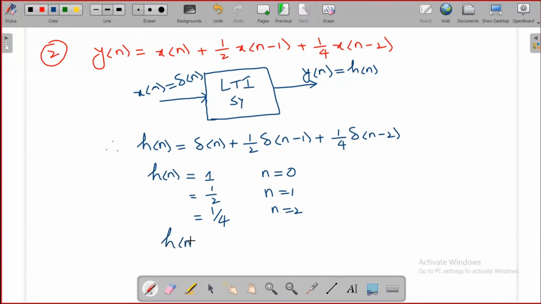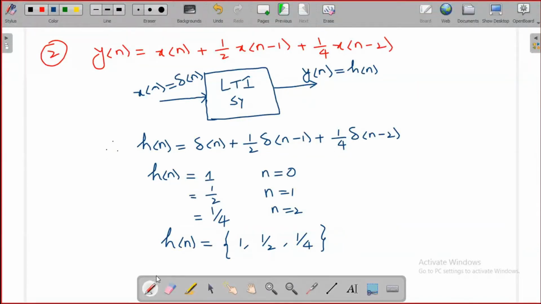I'm writing the impulse response in sequence form. So 1, 1 by 2, 1 by 4. Okay, 1 comma 1 by 2 comma 1 by 4. No need to mention the arrow mark. Why? Because our sequence starts from the origin only. The arrow indication means the first value is the amplitude at n is equal to 0.